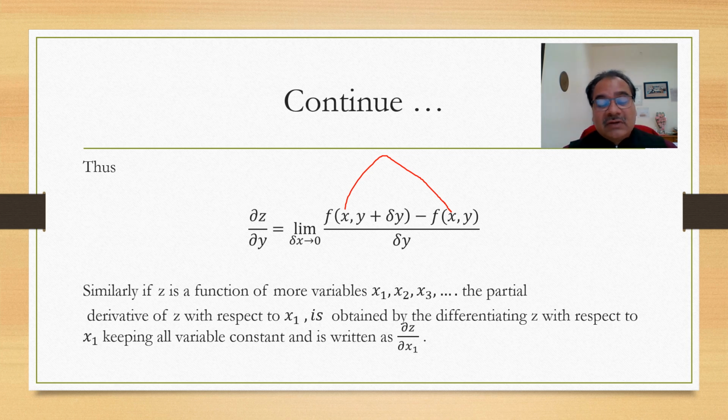Similarly, if z is a function of more variables, x1, x2, x3, then the partial derivative of z with respect to x1 is obtained by differentiating z with respect to x1, keeping all other variables constant, and you may denote this as del z by del x1.